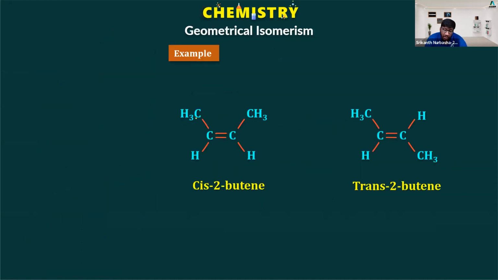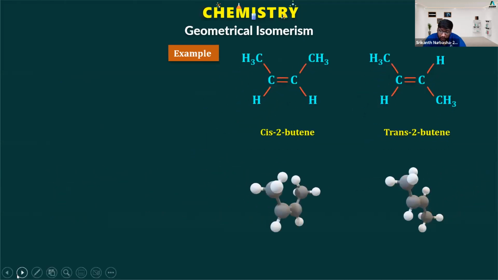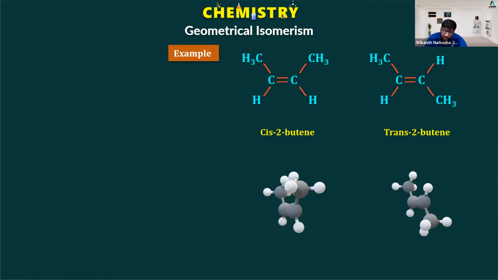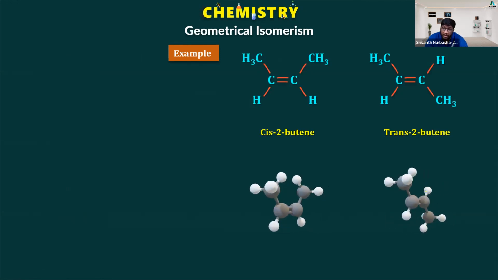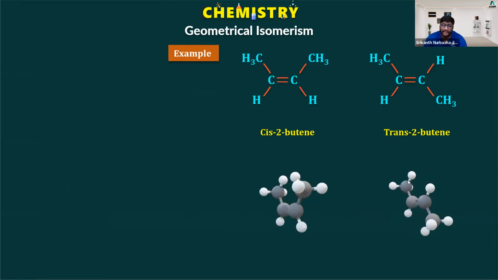It is nothing but cis-butene. Two methyls on the same side is cis-2-butene. Two methyls on the opposite side is trans-2-butene. Cis-2-butene and trans-2-butene is an example. You can look at the animation: carbon-carbon double bond, two methyls on the same side, two methyls on the opposite side. Conversion of cis-butene to trans-butene is not happening directly.